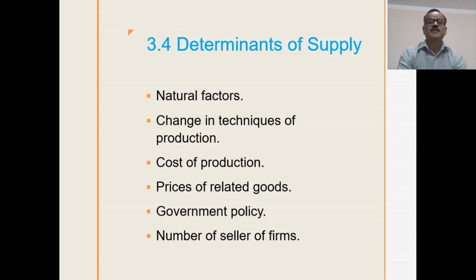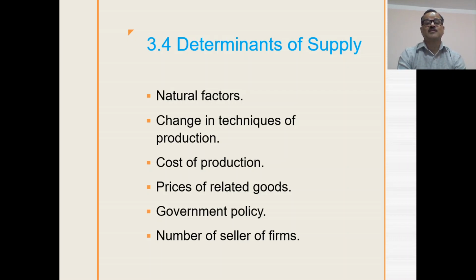In this way, natural factor determines the supply, and changes in techniques of production also determine the supply. Because if the technique is frequently changing, and new, advanced techniques are introduced in the economy, in the market, then supply becomes abundant, supply becomes smooth.